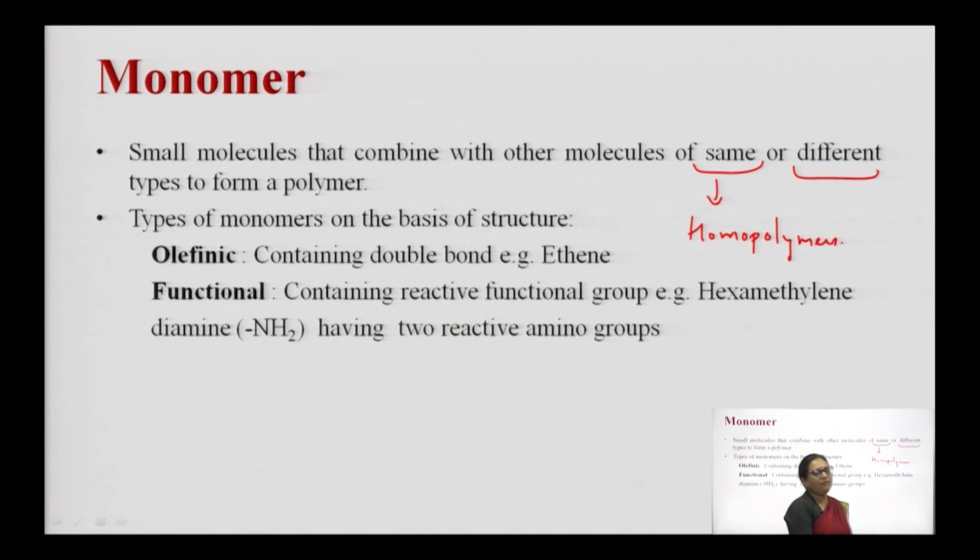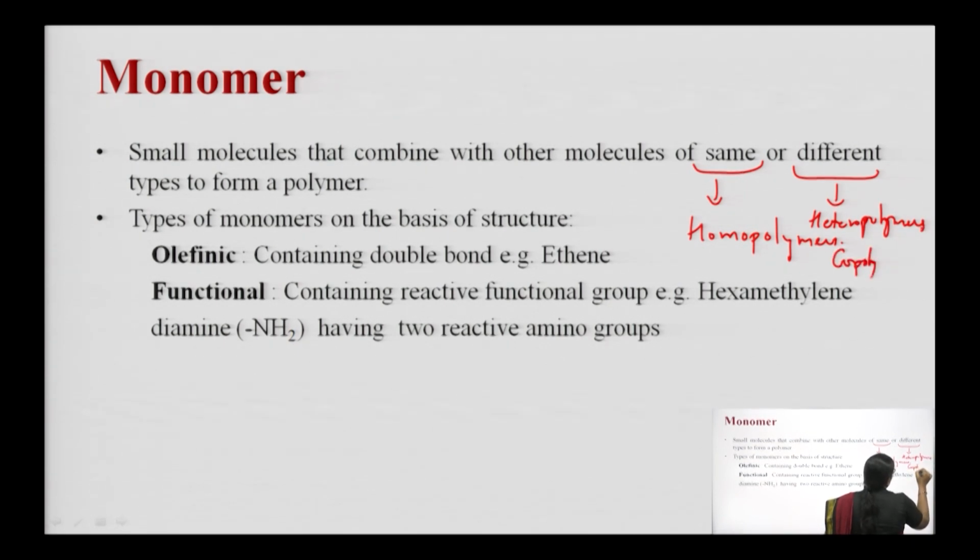And when we have different monomer units constituting a polymer, they will be called heteropolymers, or they will be called copolymers. The terms are used synonymously. So, depending upon whether the monomer units are the same or different, the polymers can be homopolymers or heteropolymers. We will be taking it up in the classification of polymers.